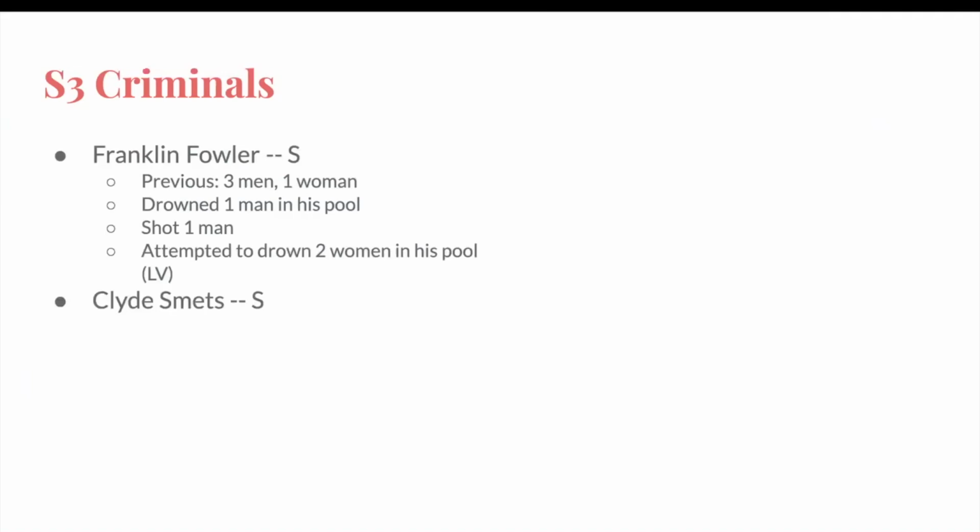The next criminal was Clyde Smets, who also committed suicide. He was said to have possibly killed 2 women previously, but they didn't seem very certain about that. He also killed 1 woman and abducted 1 woman. But she was the last victim, so she lived.